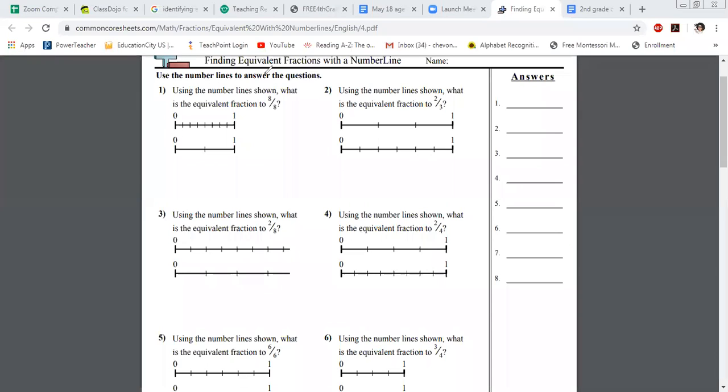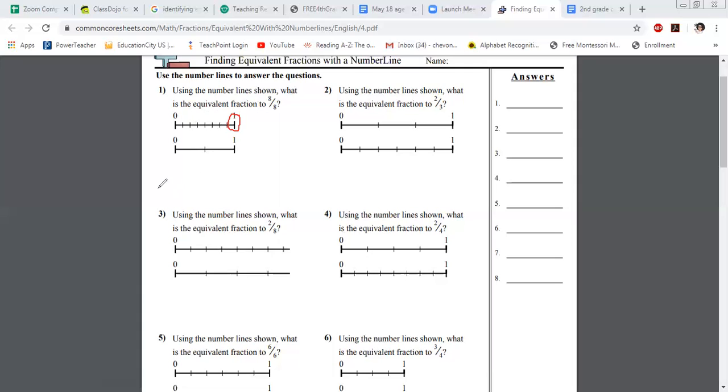We're going to take a look at number 1 here. It wants us to use the number line shown. What is the equivalent fraction to 8/8? If we remember from what we learned about fractions on a number line, we have to count the dashes starting with the first jump. So we have 1, 2, 3, 4, 5, 6, 7, 8. So these are in eighths. So the very first fraction here would be 1/8, 2/8, 3/8, 4/8, 5/8, 6/8, 7/8, and this would be 8/8.